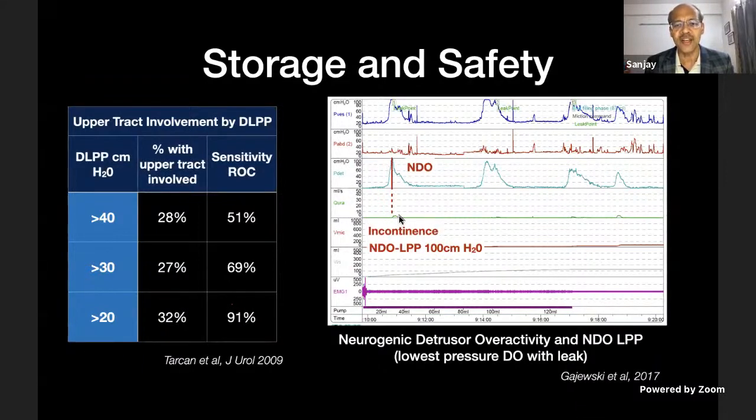So you can see here NDO leak point pressure. Is it 100? No, not really 100. It's the lowest pressure at which the patient leaks. So in this patient, the NDO leak point pressure is actually 48 and not 100, because the lowest pressure at which the patient leaked with a phasic contraction was 48.